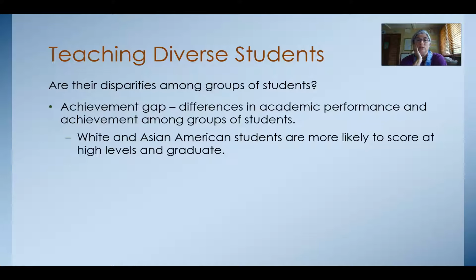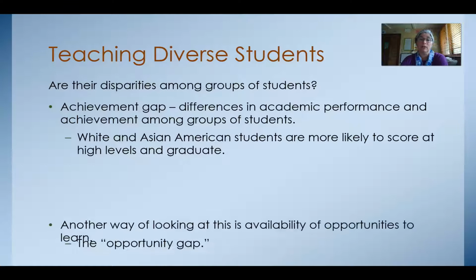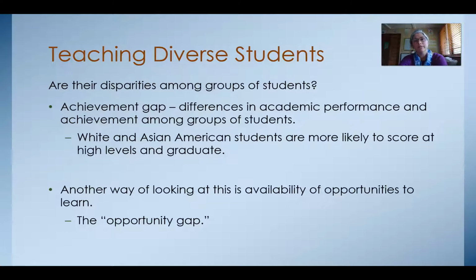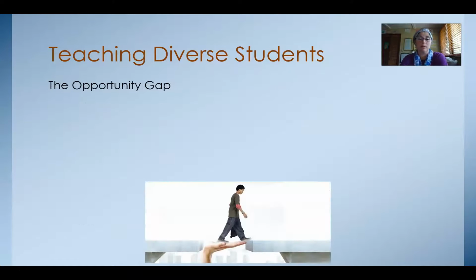Basically what the data tends to show us is white and Asian American students score at higher levels. They're more likely to graduate high school. There is, however, another way of looking at this achievement gap, that perhaps is more likely an opportunity gap, that perhaps white and Asian American students have more opportunities to learn. This would then go back to socioeconomic status, which we'll be covering in part 2. So the idea that if you have more resources, if you're going to higher income schools, then maybe you're going to do better than students who come from a lower income family and go to lower income schools.